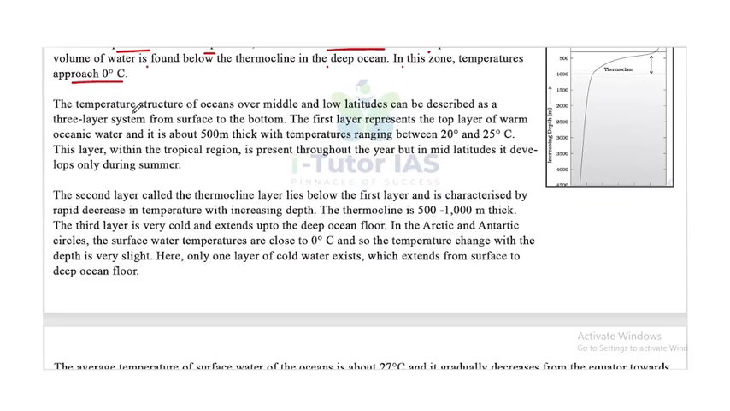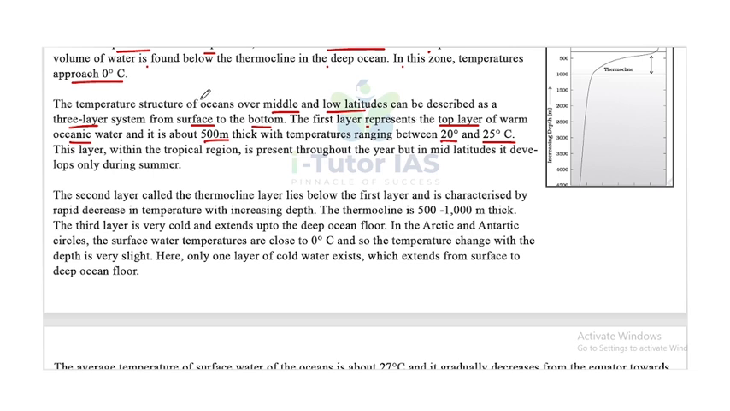Now, the temperature structure of oceans over middle and low latitudes can be described as a 3-layer system from surface to the bottom. The first layer represents the top layer of warm oceanic water, and it is about 500 meters thick with the temperature ranging between 20 degrees Celsius and 25 degrees Celsius.